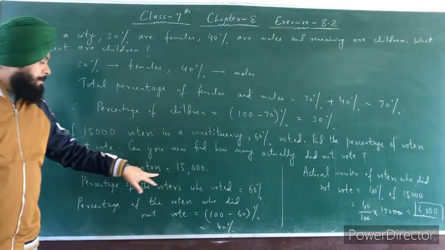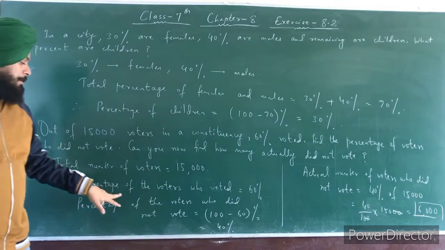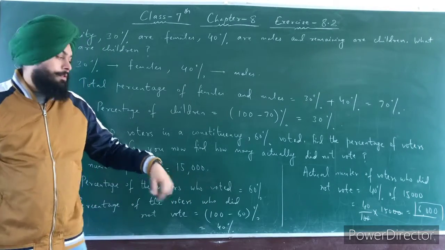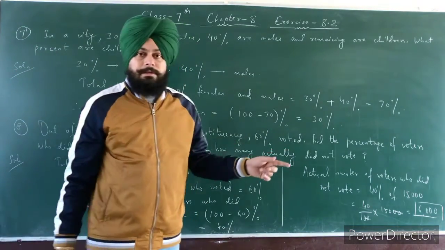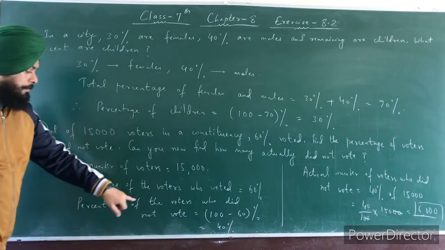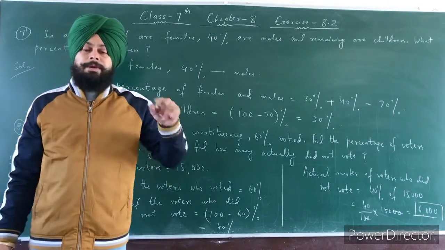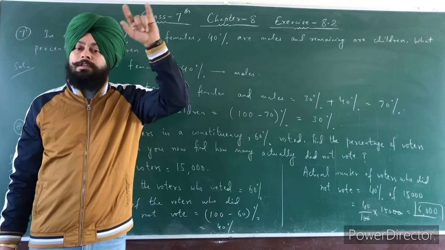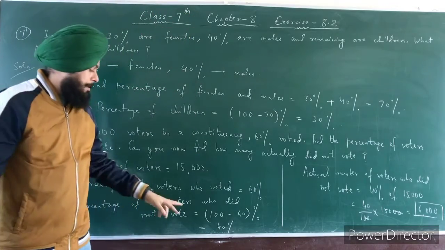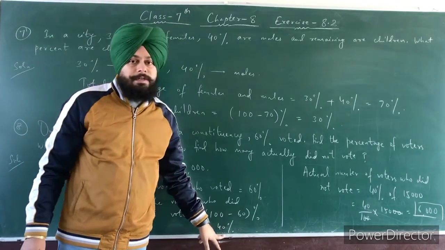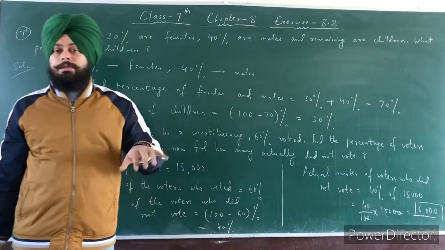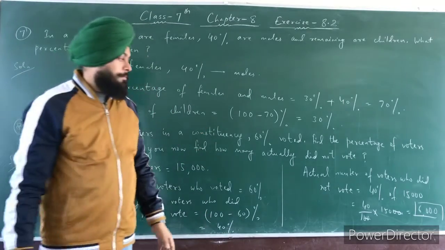So total number of voters is 15,000. Percentage of the voters who voted: how many voted? 60%. Alright. So for the percentage of the voters who did not vote, you have to subtract 60 from 100 because there is a total of 100%. So 100 minus 60 is 40%. It means 40% of voters did not vote.